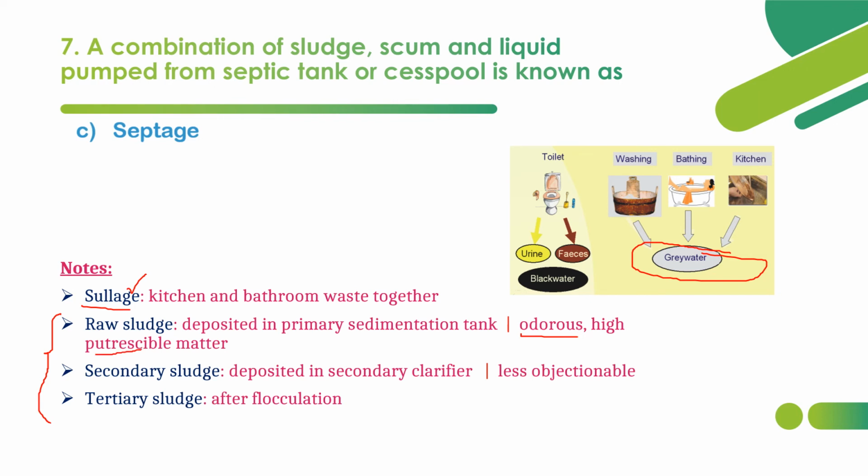Putrescible means decomposable. And there is another thing called secondary sludge, the sludge which is deposited in the secondary clarifier. That's why it is much less objectionable, because it is a treated one. And there is something called tertiary sludge, when the sludge is deposited after flocculation. So these are some terms regarding septage, sullage and sludge. Now let's move on to the eighth question.